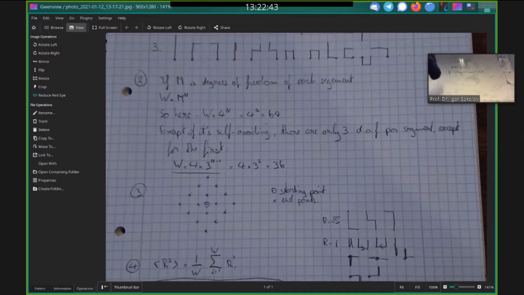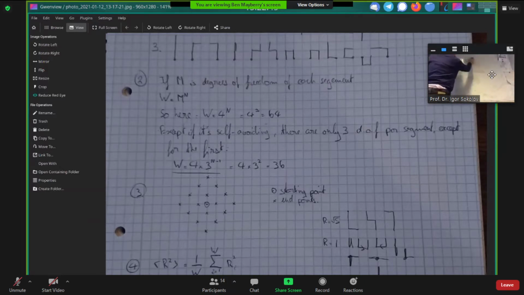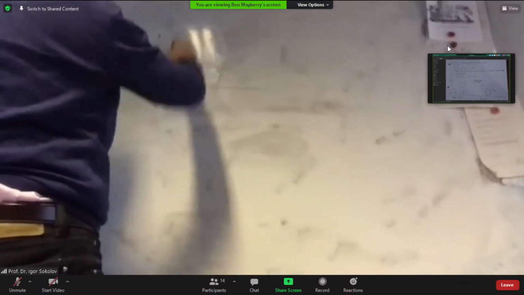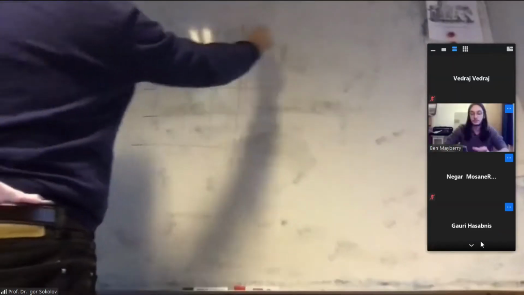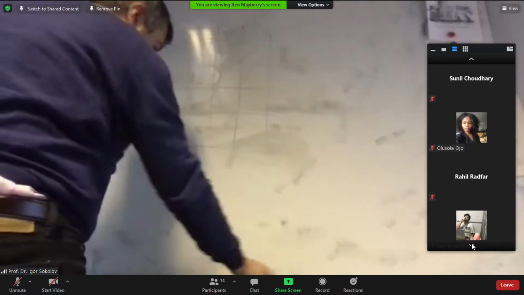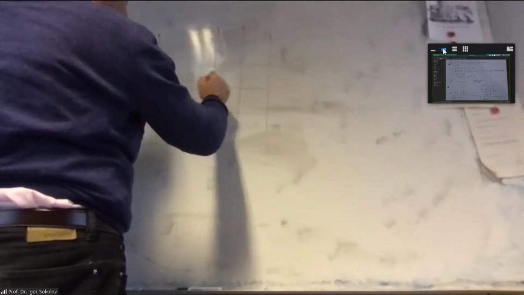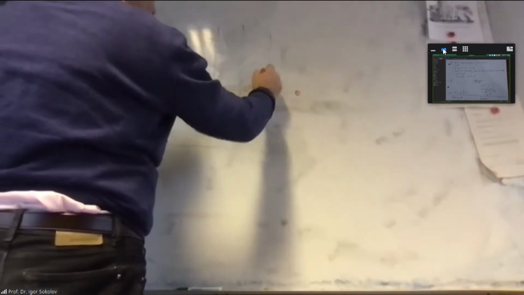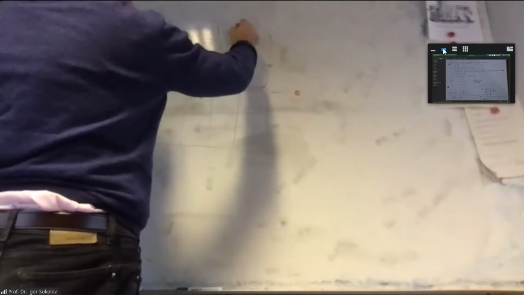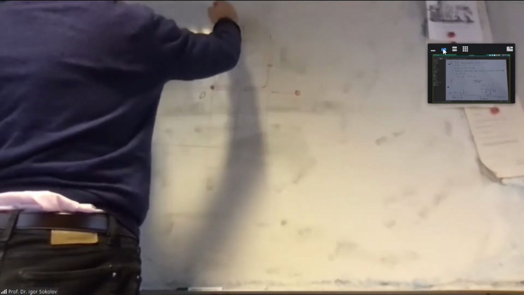Let me make a comment. Can you see what I am doing here? Yes. So we have a square lattice. I will draw a square lattice. And I define on this lattice the length by the number of steps. So I start at 0. And for example, this point has distance 3. This point has distance 3. This point has distance 3. This point has distance 3.